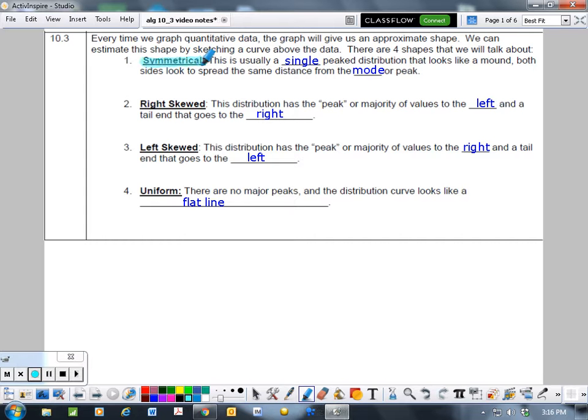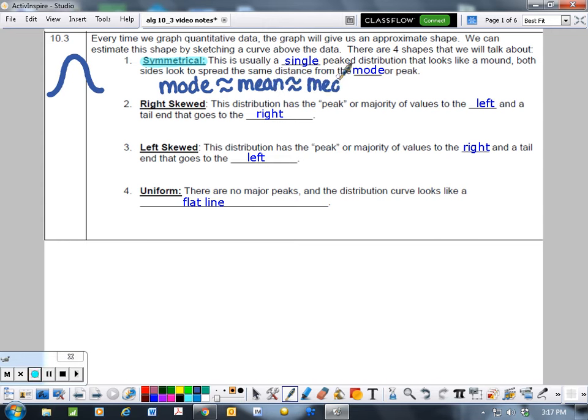So symmetrical is usually single peaked, and it looks like a mound, and both sides spread out to be about the same distance from that mode or peak. And so that may look like something like this. That would be our symmetrical. Now, something else with symmetrical is that our mode tends to be approximately equal to our mean, which means it'll be approximately equal to our median.